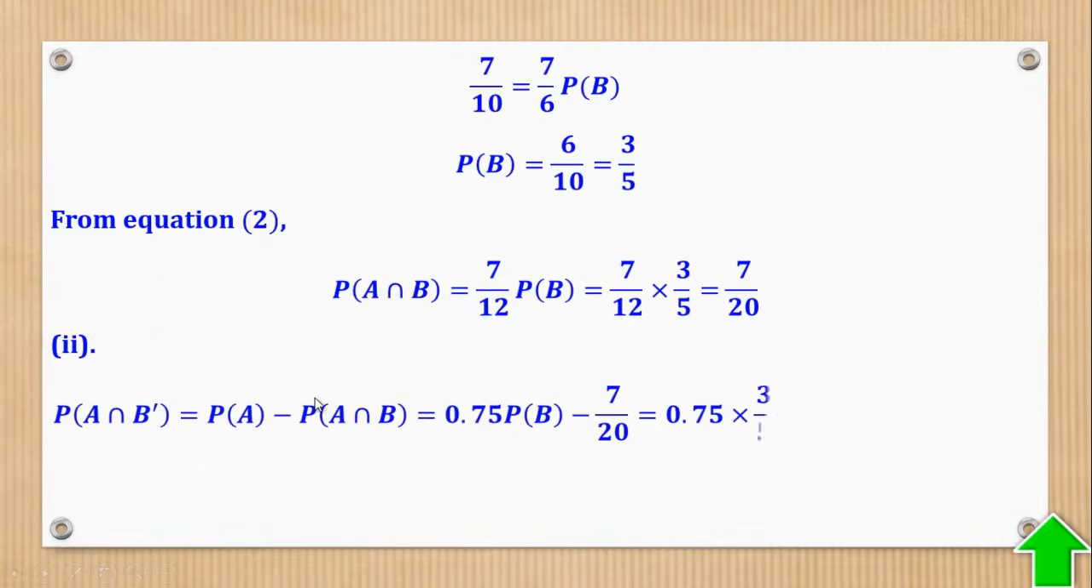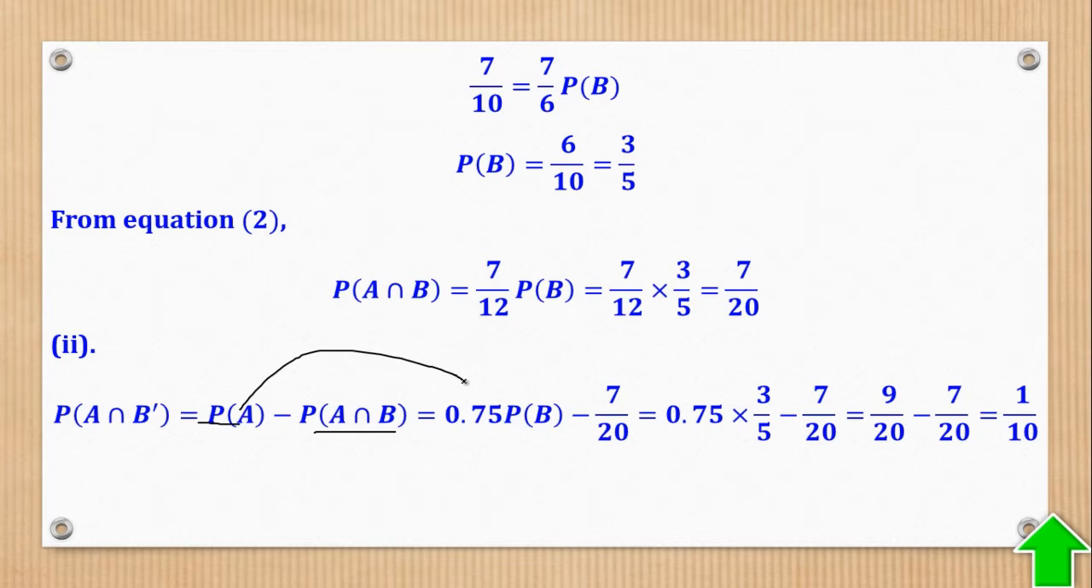So first of all, A intersection B complement, from the contingency table, is probability of A minus probability of A intersection B. Probability of A we already saw is equal to 0.75, and probability of A intersection B we have already got here as this. So I substitute for probability of B to come up with this. Then I use the calculator to simplify the whole of this to give me 1 over 10.